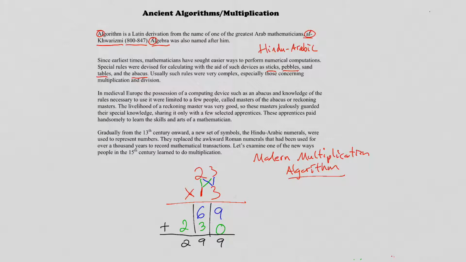So the great thing is that these Hindu Arabic numbers came in and replaced the widely known Roman numerals. We already see how awkward those numbers are, and imagine trying to do multiplication with that. So let's go ahead and see what are the more ancient ways of multiplying numbers in the Hindu Arabic system.